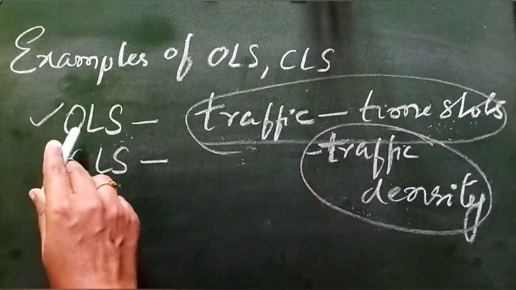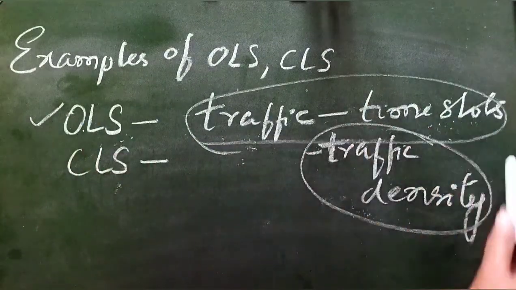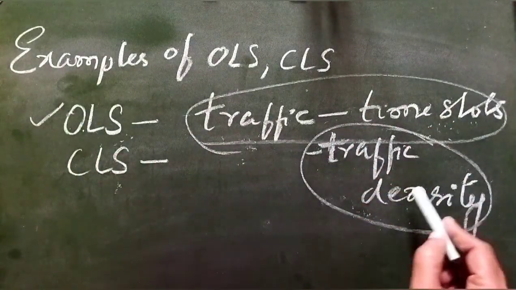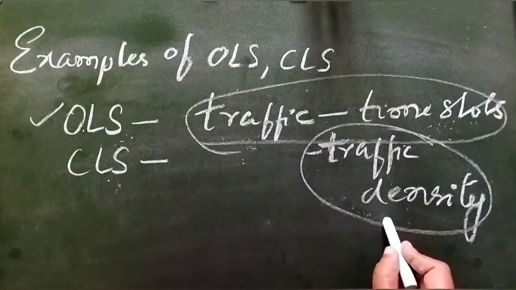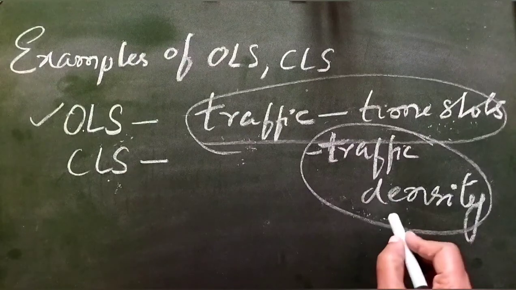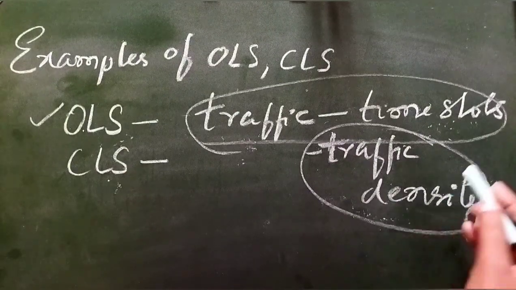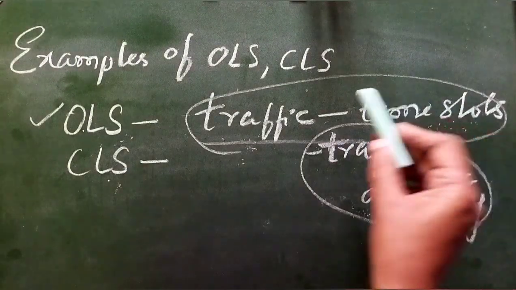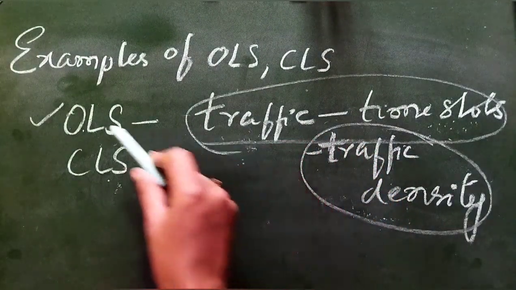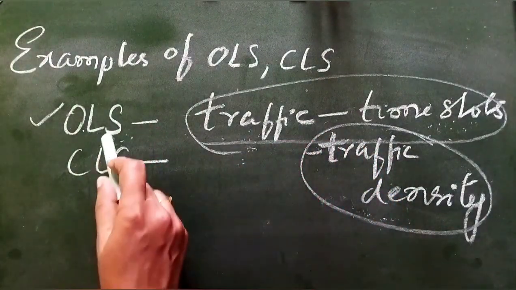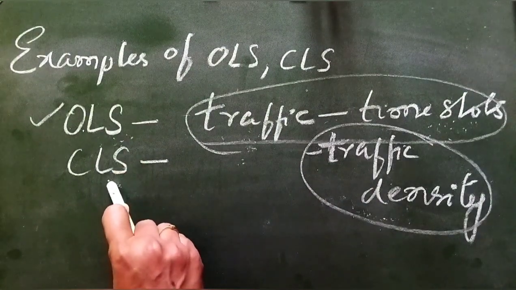Considering the open loop system, there is no feedback to measure the traffic density. Whereas in the closed loop system, we do have a feedback to measure the traffic density, basing on which you can vary the time slots and control the traffic efficiently. This is a generalized example for open loop and closed loop systems.